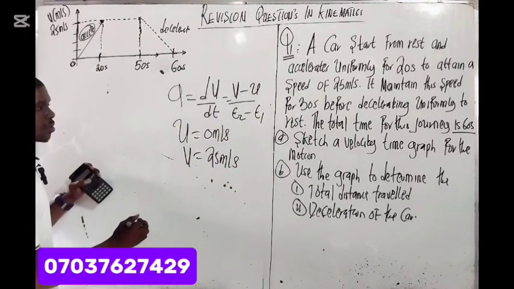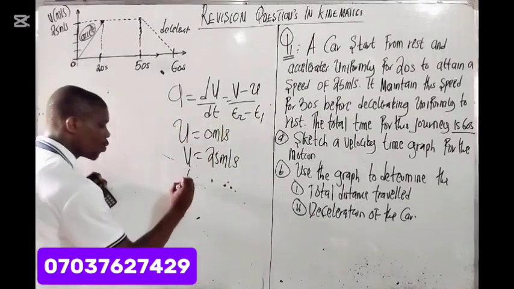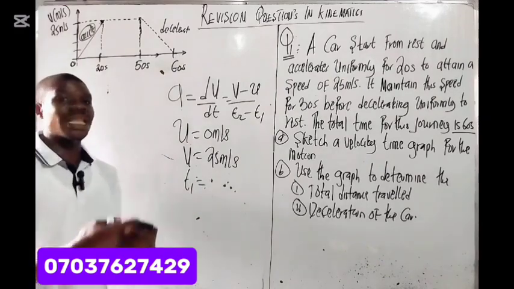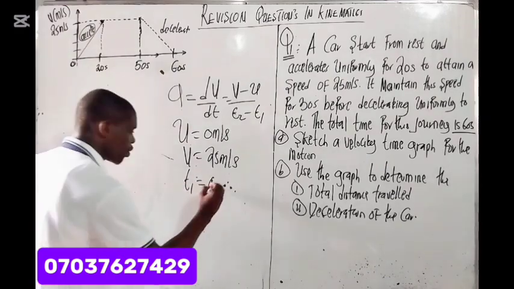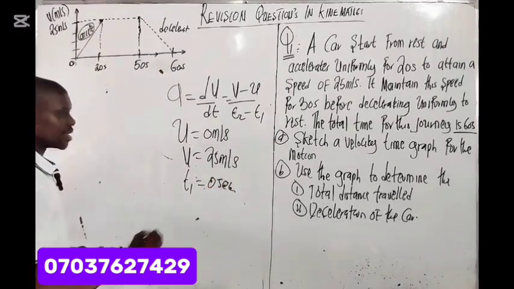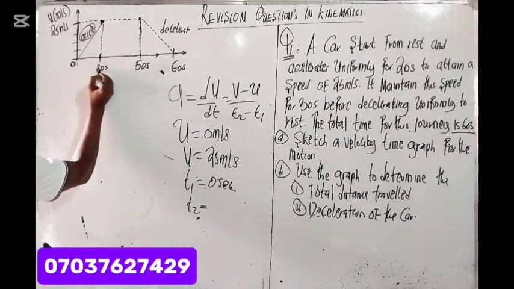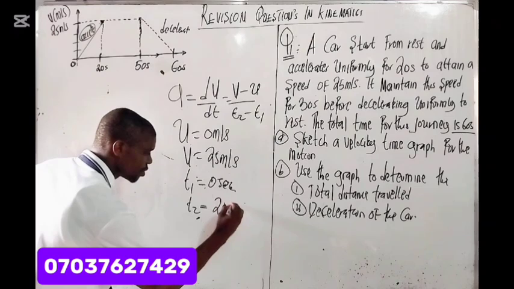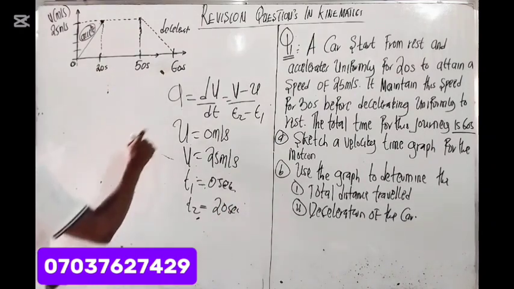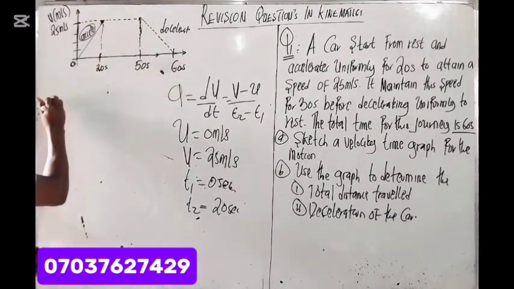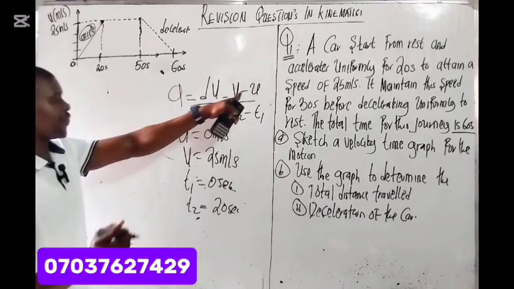Now my first time, my t1, which is the initial, remember it starts from rest, so it is 0 seconds, right? Then my t2 is what? From here to here is 20. So it's going to be 20 seconds.